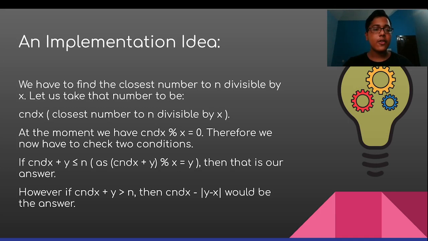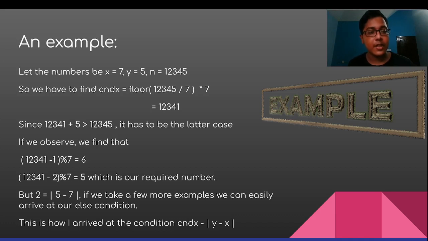An idea that I've got is to use the closest number to n divisible by x, which I've called cndx here. There are 2 possible outcomes from this. If cndx plus y is less than or equal to n, then my required answer would be cndx plus y. Suppose it is greater than n, then my required answer would be cndx minus the absolute value of y minus x. The way I've arrived at this conclusion is with the help of an example or multiple examples, but I've shown one here.